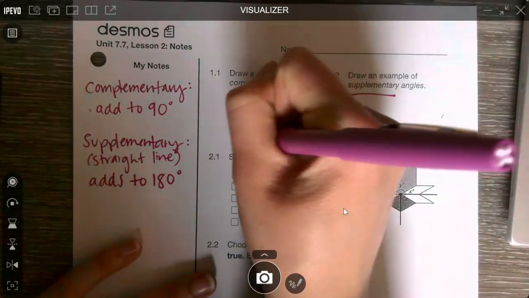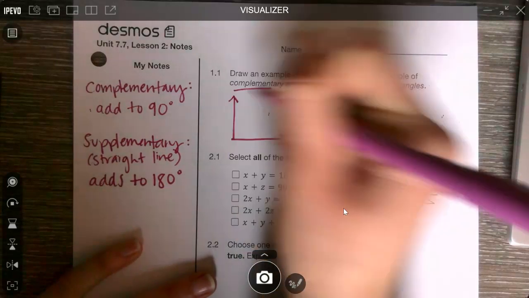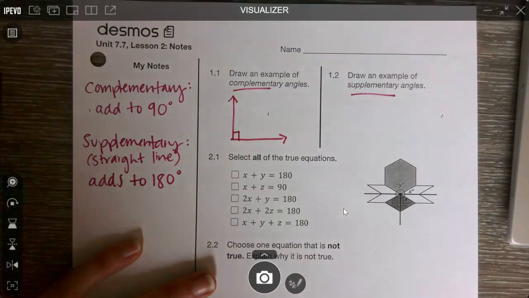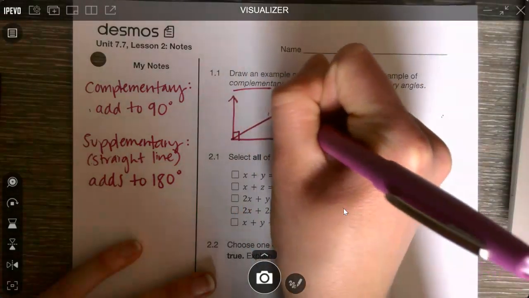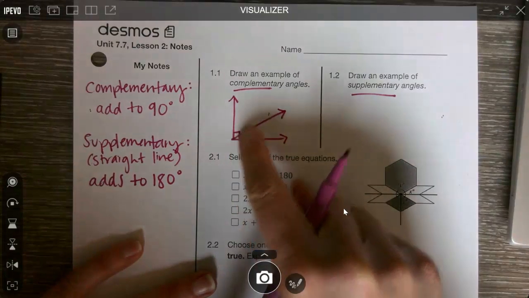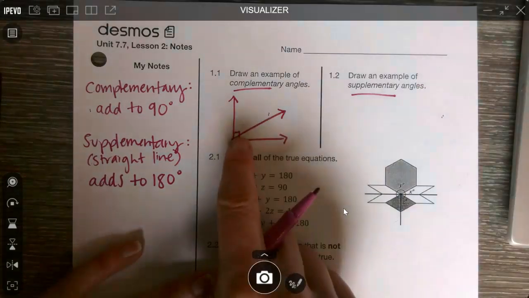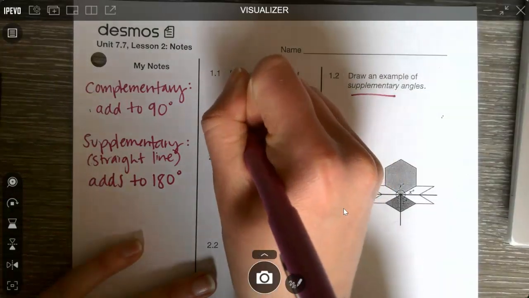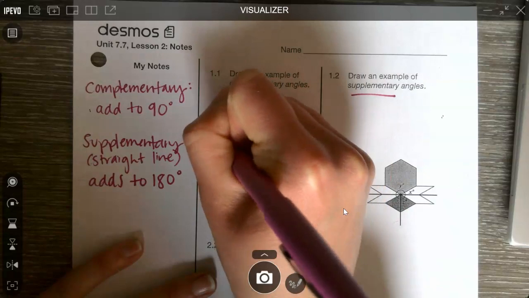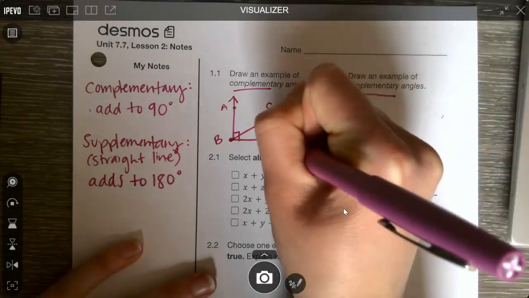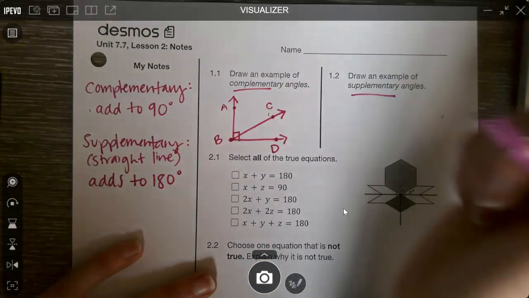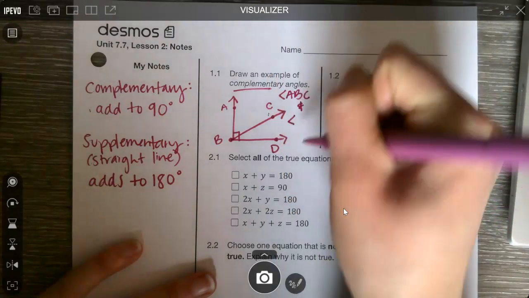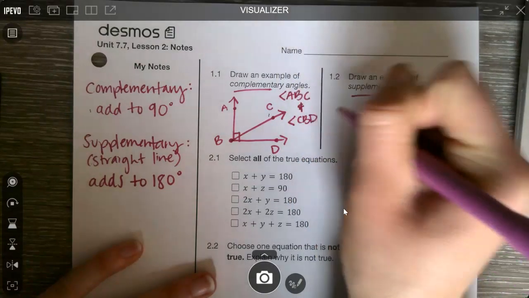Okay, so example of complementary, they have to be 90. Let's just start with 90 degrees. Okay, that's a 90-degree angle. You can put the box if you want to. And then I can just cut this however I want. I could split it there, I could split it there. I could split it super, super close to this line, but not quite on that line. But then I'm going to label this. So I've got, let's say, A, B, C, D. So I'm going to say angles A, B, C, and angle C, B, D.